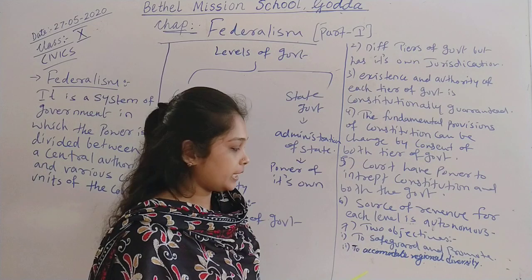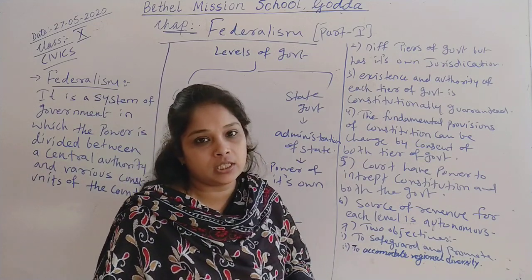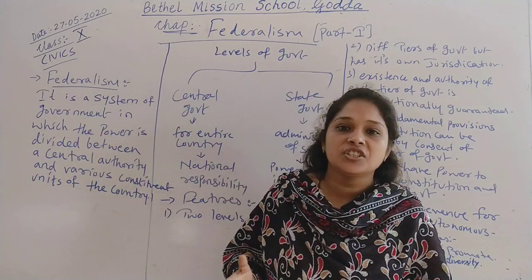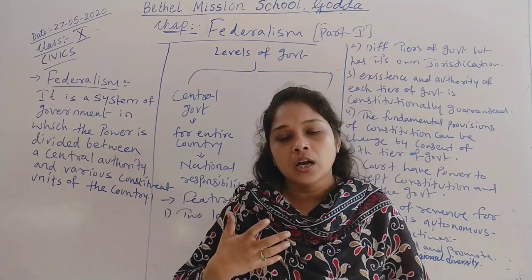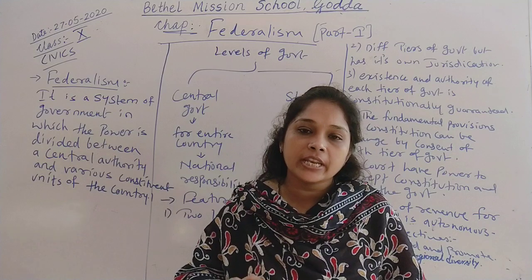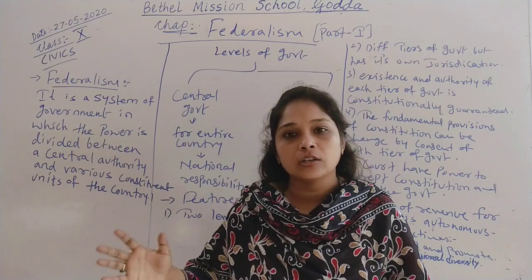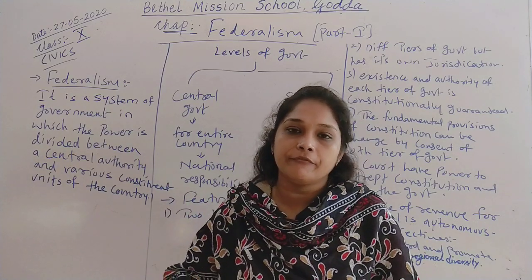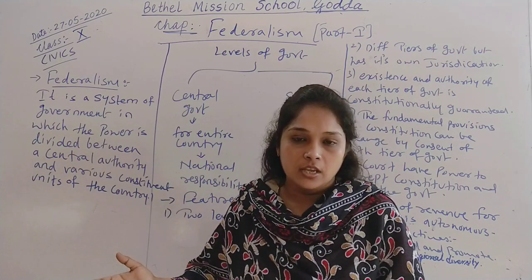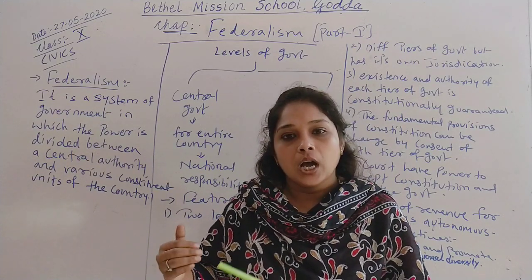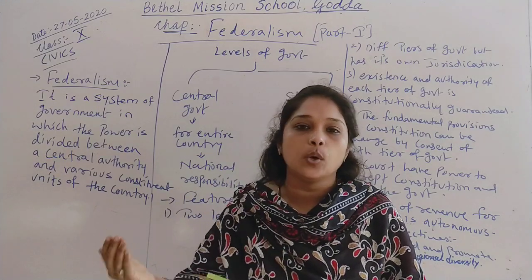And secondly, to accommodate regional diversity. As we have seen, we have regional diversity, and each state and each region has its own requirements. To fulfill the requirements of each region, or to cope with the differences of each region, we have a state government in each state, which helps each state to grow equally.